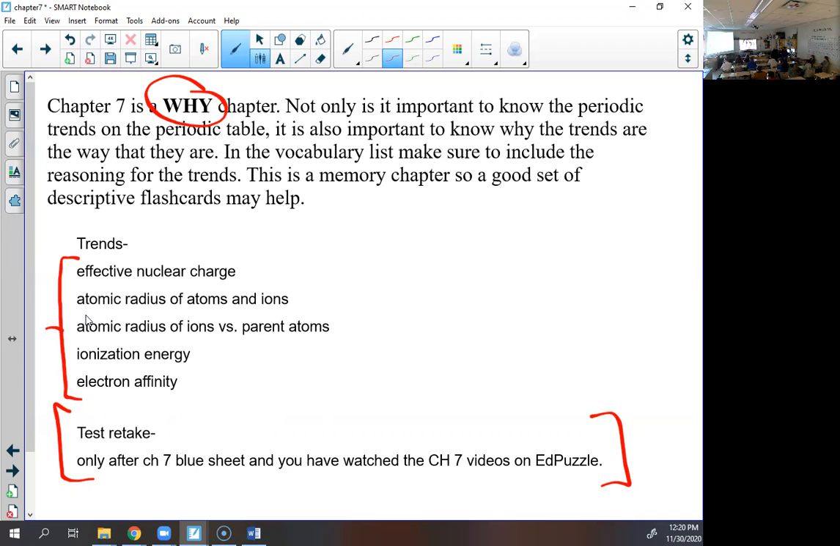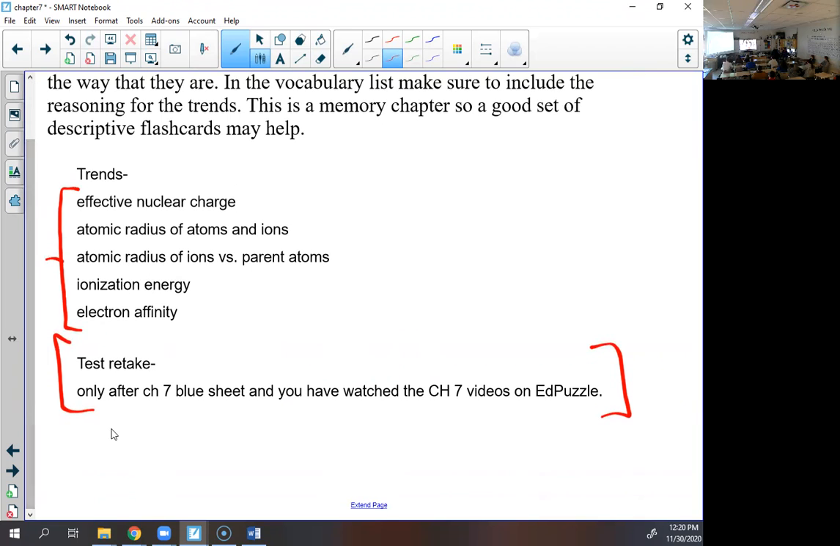All right. Then, if you want a test retake, you can have one. This is what you have to do, though. You can only take the retake after you've done the Chapter 7 blue sheet and turned it in, and after you've watched all the Chapter 7 videos on Edpuzzle. There's 2 of them I assigned today. You don't have to do them. I'm not going to grade them.